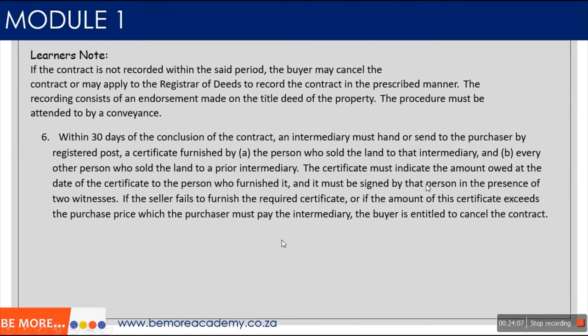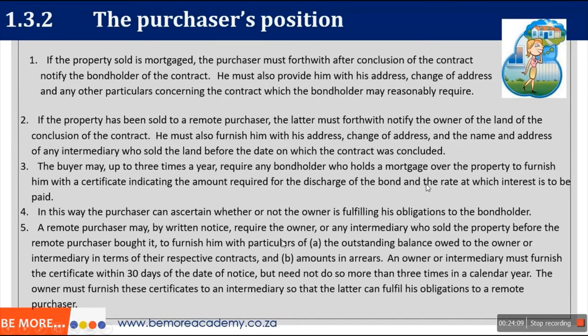I think we went through the contracts quite in depth. The purchaser's position: if the property is sold and mortgaged, the purchaser must forthwith, after conclusion of the contract, notify the bondholder of the contract. You mustn't wait till you get the buyer and the bond is approved. You must do that immediately, 30 days prior to selling, actually. You must also provide him with his address, change of address, or any particulars. We know that's standard practice in our contracts.